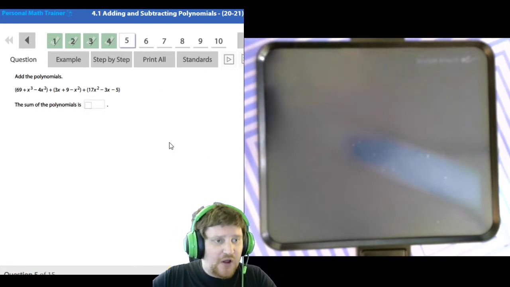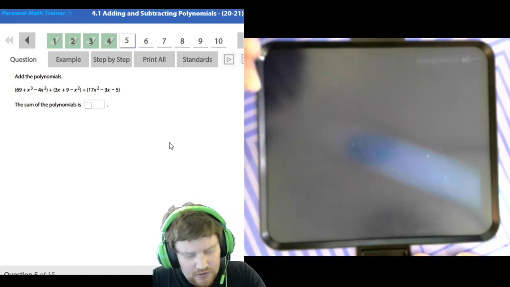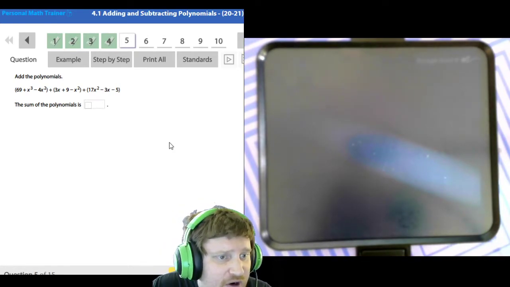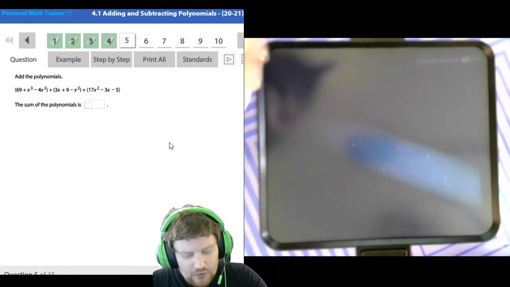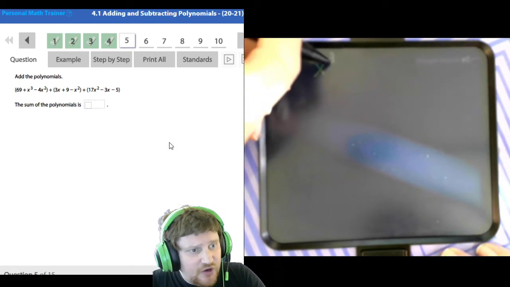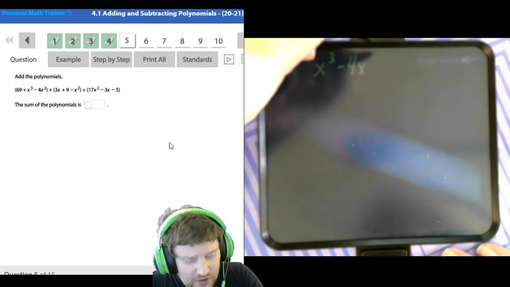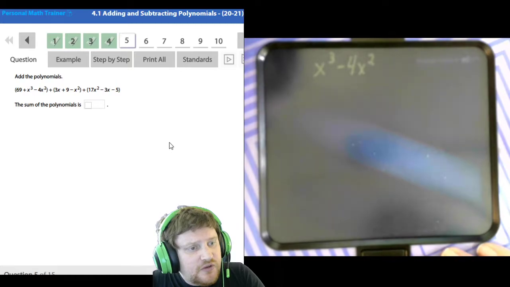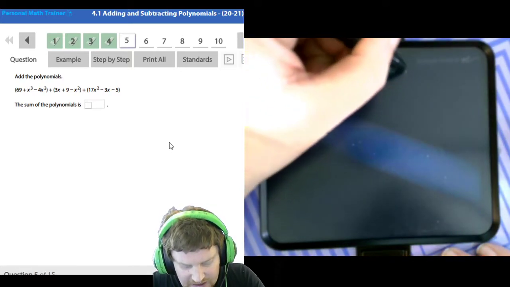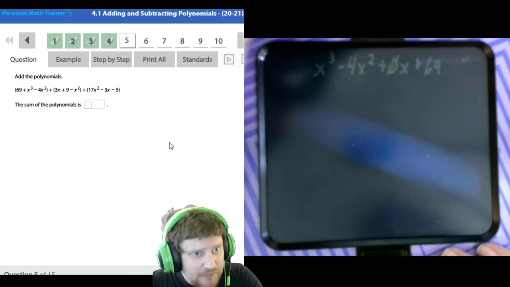This time we have 3 polynomials, so we'll go ahead and do the same thing where we stack them on top of each other. Looks like I have x to the 3rd, x to the 2nd, x to the 1st, and x to the 0th. So we want to make sure that we get everything in the right column here. So I have x to the 3rd minus 4x squared. And you'll notice on this one I don't have any x terms, so I'm going to skip space for my x terms, and I'm going to put my plus 69 at the end.